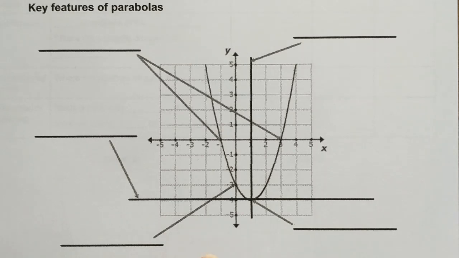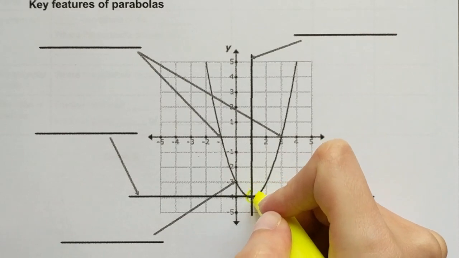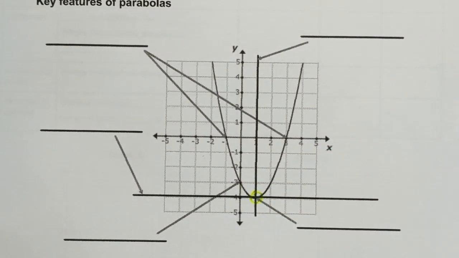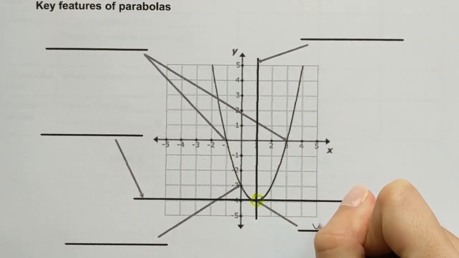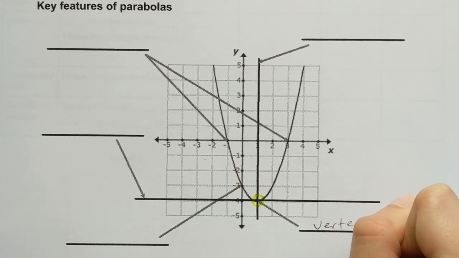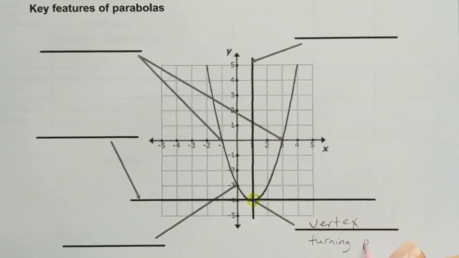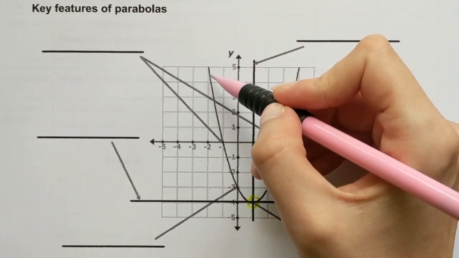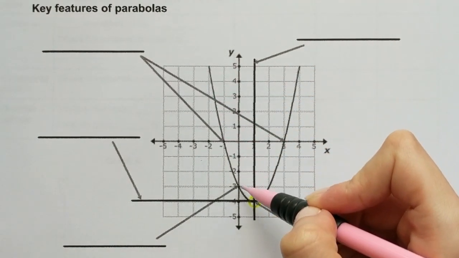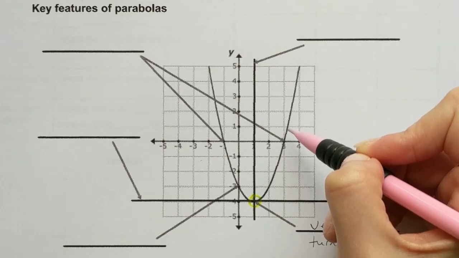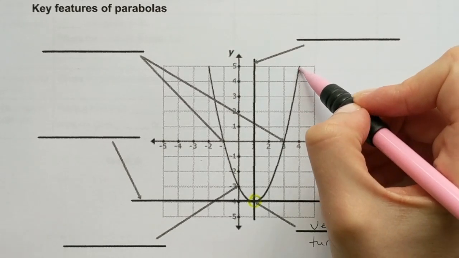First and foremost, let's talk about the vertex. The vertex is the point right at the bottom there. So this is called the vertex. It is also sometimes referred to as the turning point, because imagine if you were coming down, down, down, and all of a sudden it turns around and it goes back up and up and up. Exactly.